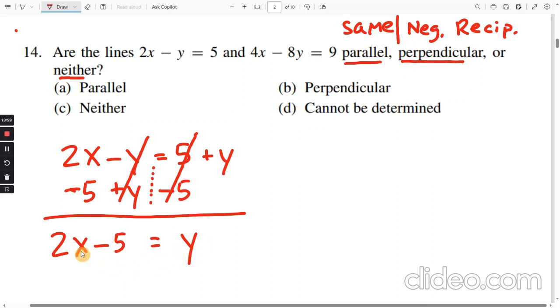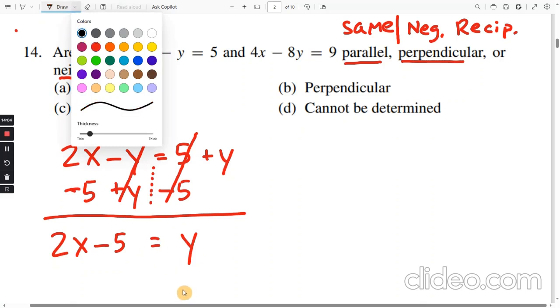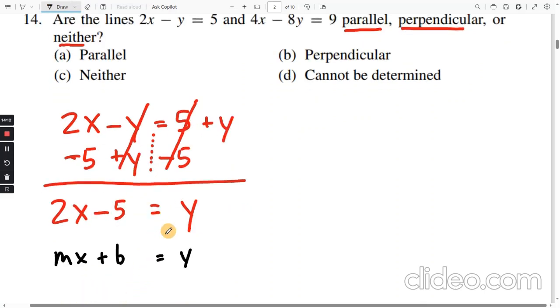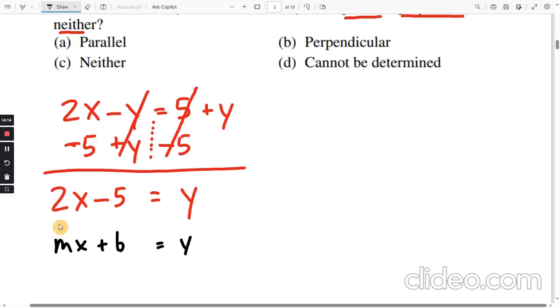Alright, this is in the form of y equals mx plus b. I just wrote it backwards. Y equals mx plus b. So which letter represents the slope? The m. Alright, so in this line equation, m equals 2. Alright, now we have to do the other line.